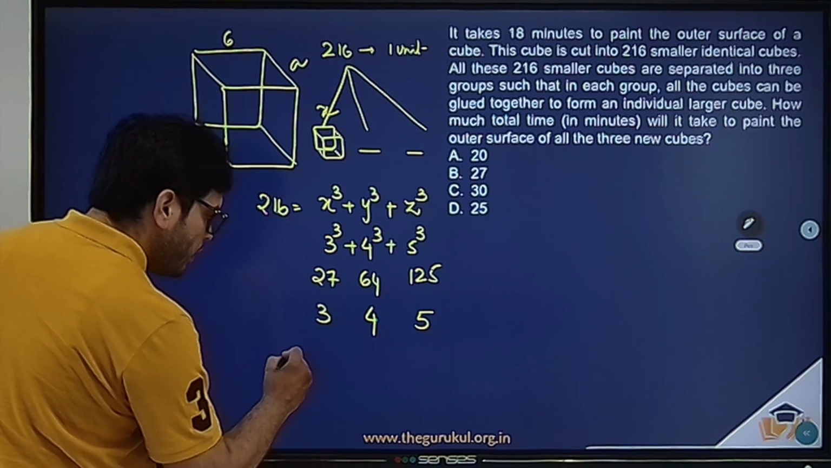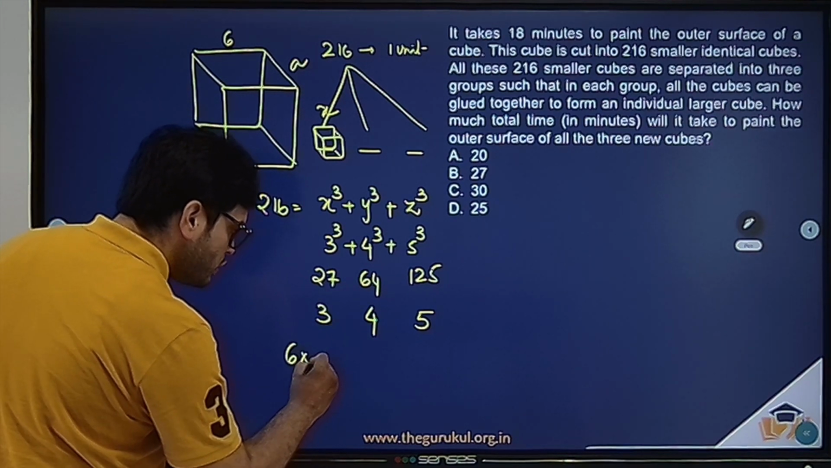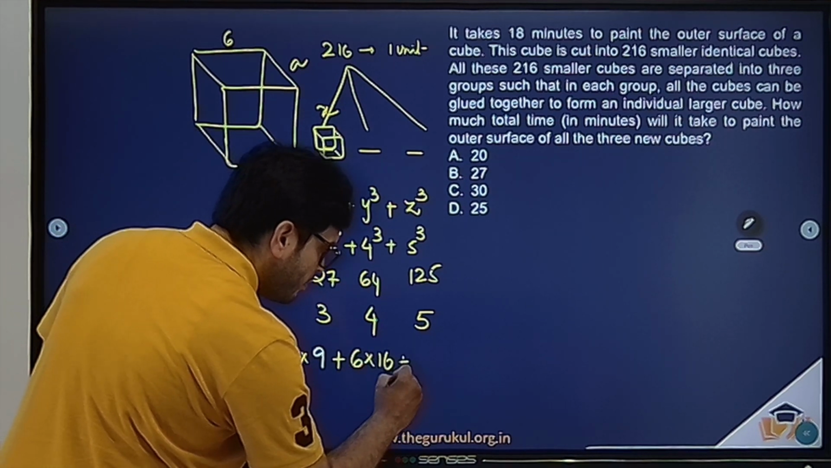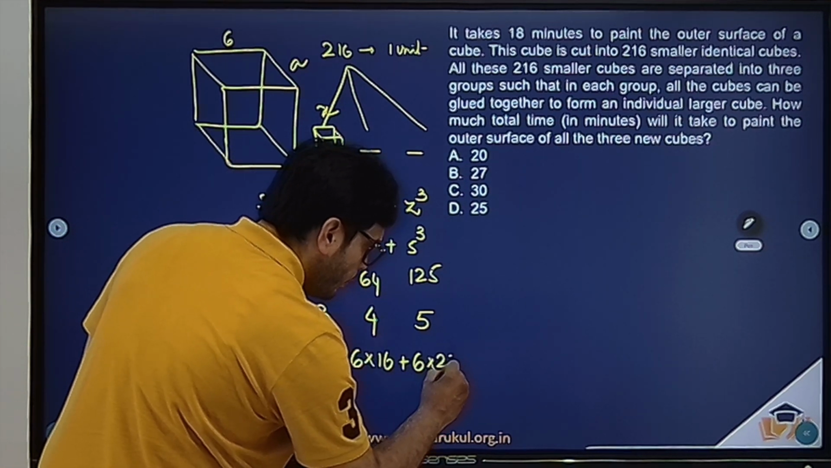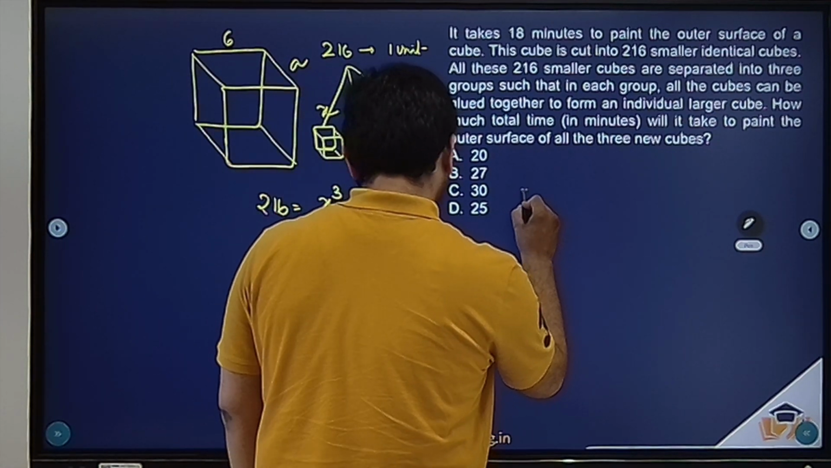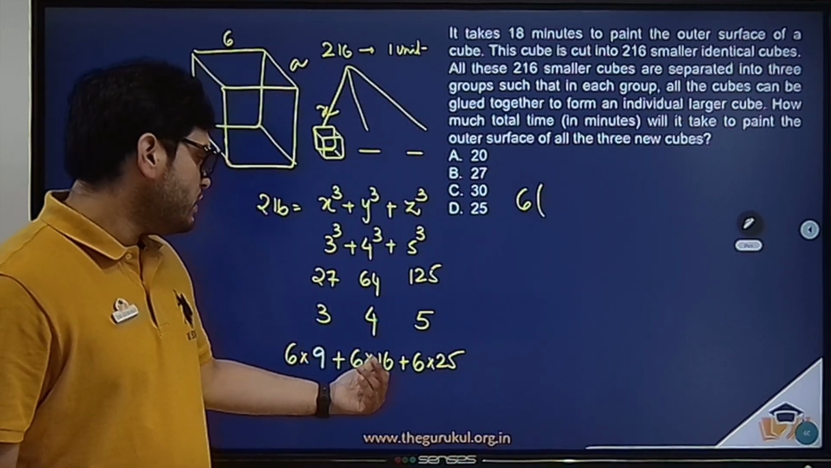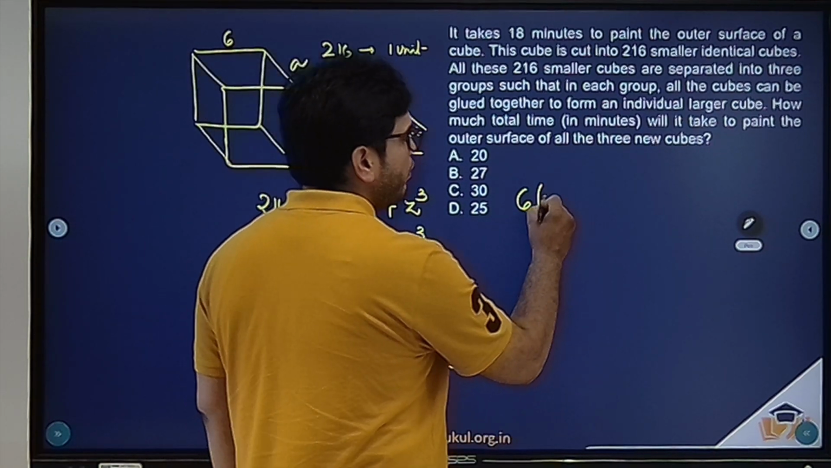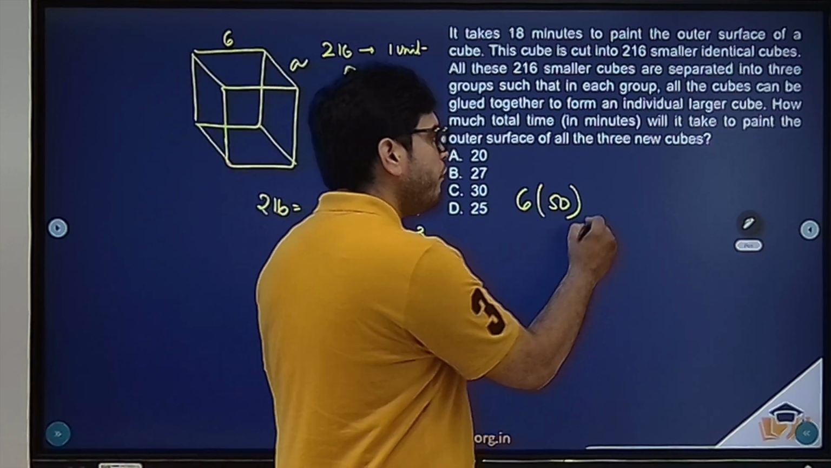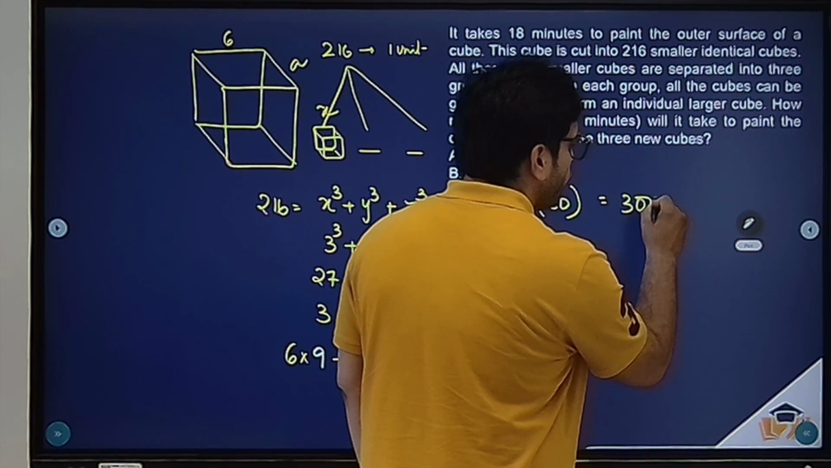That is 6A square. So 6 into 3 square 9 plus 6 into 4 square 16 plus 6 into 5 square 25. So the total surface area of these three cubes together would be 6 into 9 plus 16 plus 25, 25 plus 25 is 50. So you need to paint an area of 6 into 50, which is nothing but 300 square units.